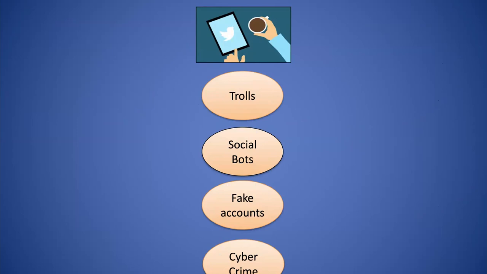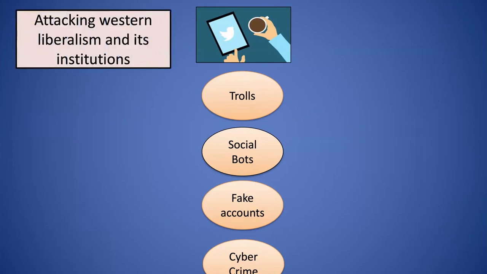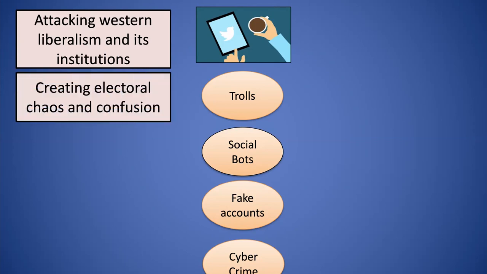Case in point, using trolls, social bots, fake accounts, using literally cybercrime, they were attacking Western liberalism and its institutions in a variety of surreptitious ways, creating electoral chaos and confusion. They don't know the outcome of this, but they simply wanted to create this confusion and to make us believe that everything's horrible, everything's falling apart. Why? Well, it's better to have a confused adversary than a unified one, right?